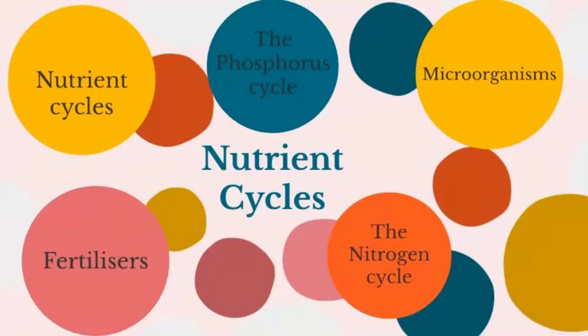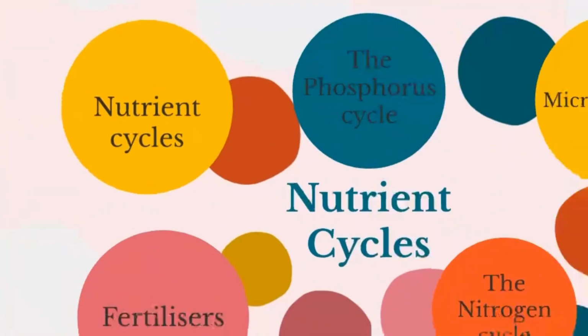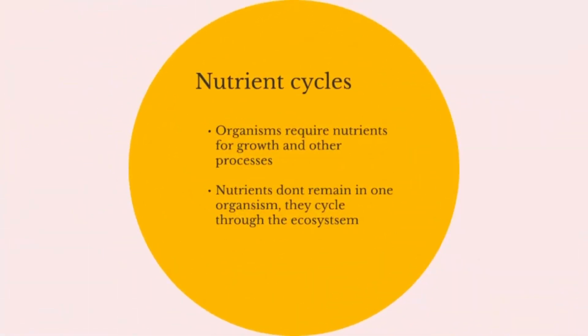So let's go ahead and get started, and let's first talk about what exactly is a nutrient cycle. First of all, let's talk about what exactly nutrients are. Nutrients are substances that the body and also other organisms like plants and other animals need to help build materials and also to help processes within the body to allow the organism to survive.